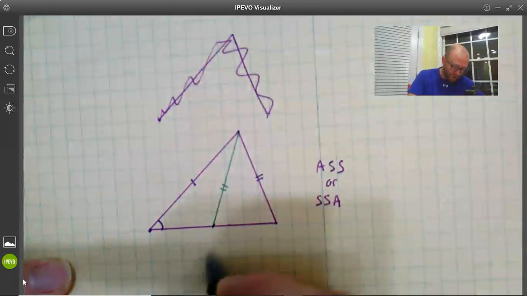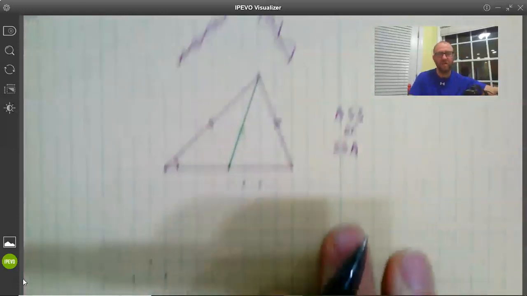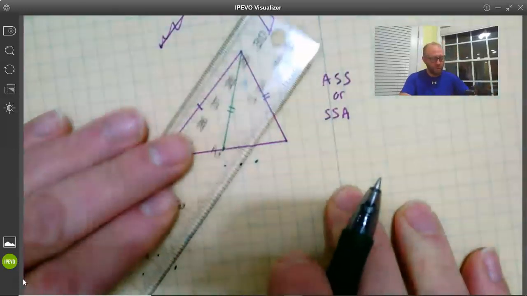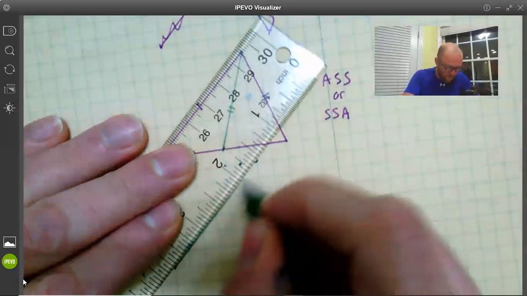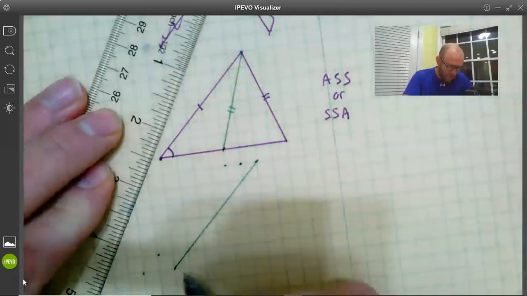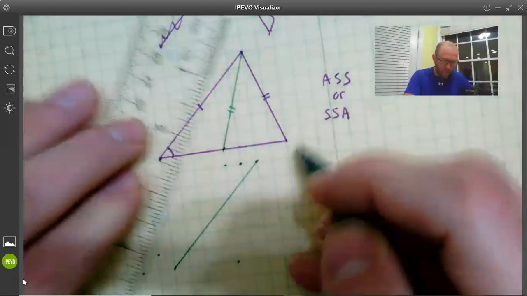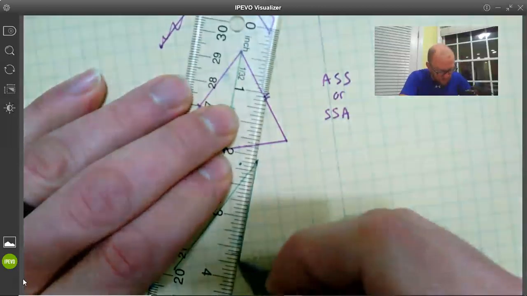1, 2, 3, 4, 5, 6. Let's bring it over just a little bit. Here we go. 1, 2, 3, 4, 5, 6. And I'll sketch that second triangle down below here. There we go. And then 1, 2, 3, 4, 1, 2, 3, 4. I'll draw this over here. So here's that second triangle.